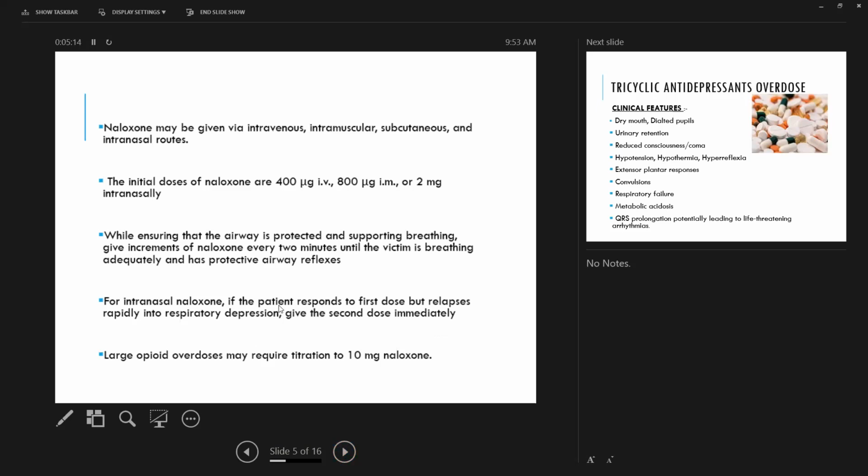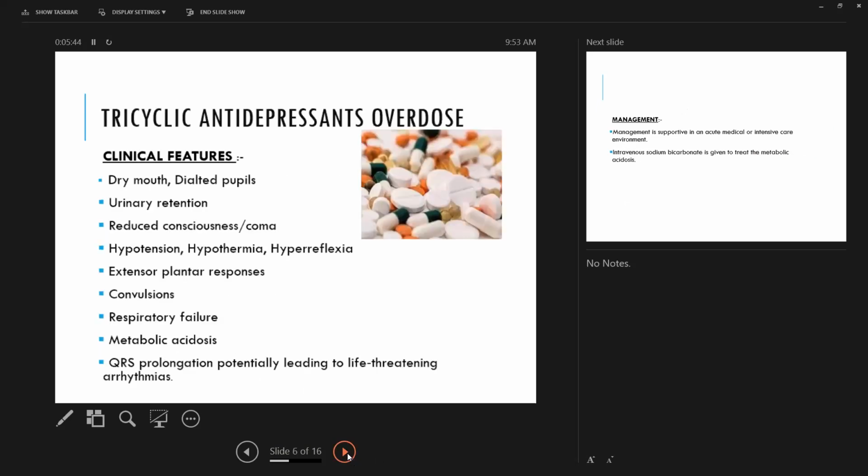The initial doses of naloxone are 400 microgram IV, 800 microgram IM, or 2 milligram intranasally, while ensuring that the airway is protected and supporting breathing, giving increments of naloxone every 2 minutes until the victim is breathing adequately and has protective airway reflexes. For intranasal naloxone, if the patient responds to the first dose but relapses rapidly into respiratory depression, give the second dose immediately. Large opioid overdoses may require titration to 10 mg naloxone.